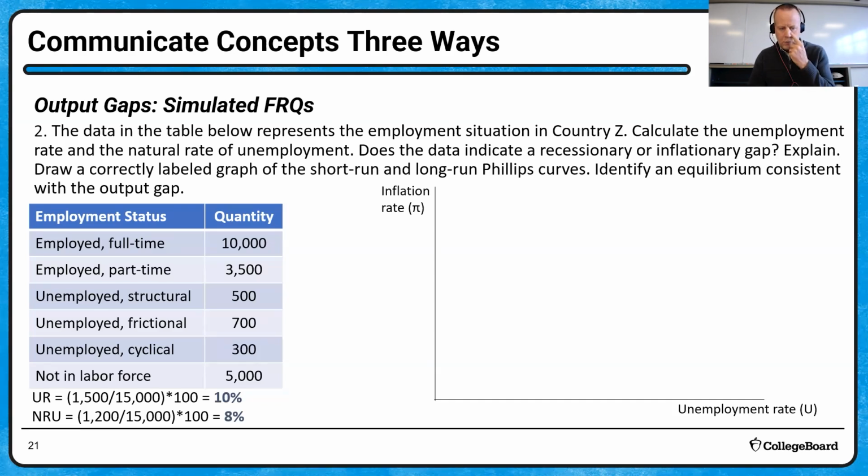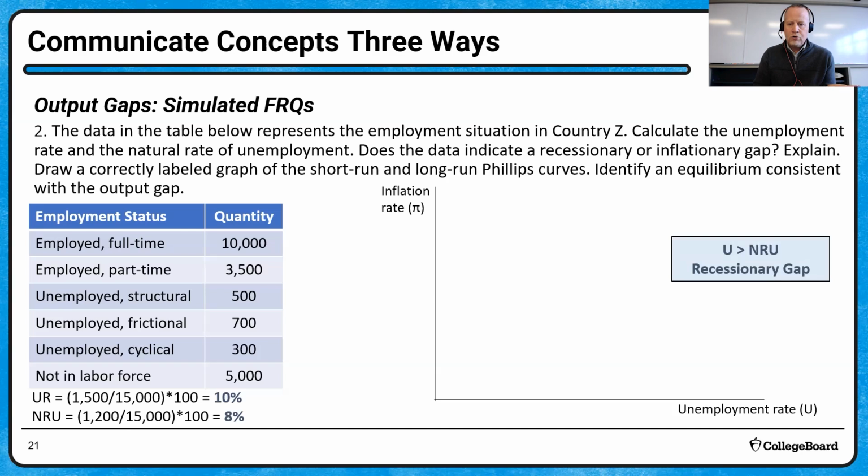Our natural rate of unemployment is only going to include the structural and frictionally unemployed workers. So we get rid of the cyclically unemployed. It's the 700 and the 500, 1,200 people. So we take 1,200 divided by 15,000, the same labor force, multiplied by 100, and we get a natural rate of 8%. So the unemployment rate is 10%. The natural rate is 8%. What does that tell us? It tells us that with unemployment greater than the natural rate, we're operating under a recessionary gap. Okay, so that takes care of the first couple of questions.